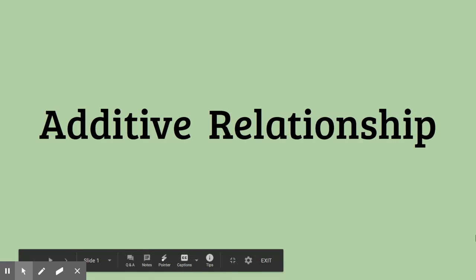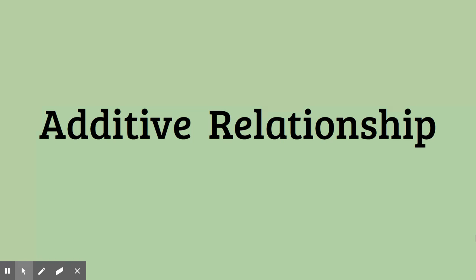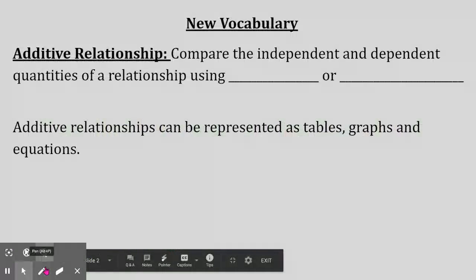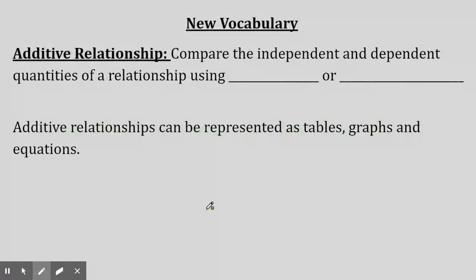All right, so today's notes is over additive relationships. Last time we talked about a multiplicative relationship, which was dealing with multiplication and division. So an additive relationship compares the independent and dependent quantities of a relationship using addition or subtraction. Additive relationships can be represented as tables, graphs, and equations, just like a multiplicative relationship.